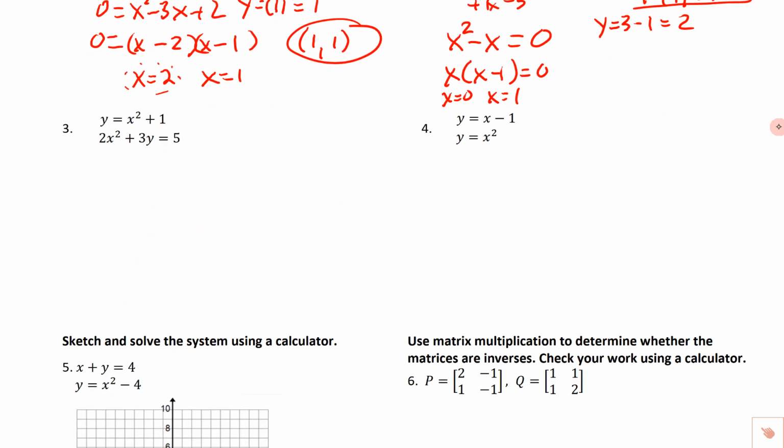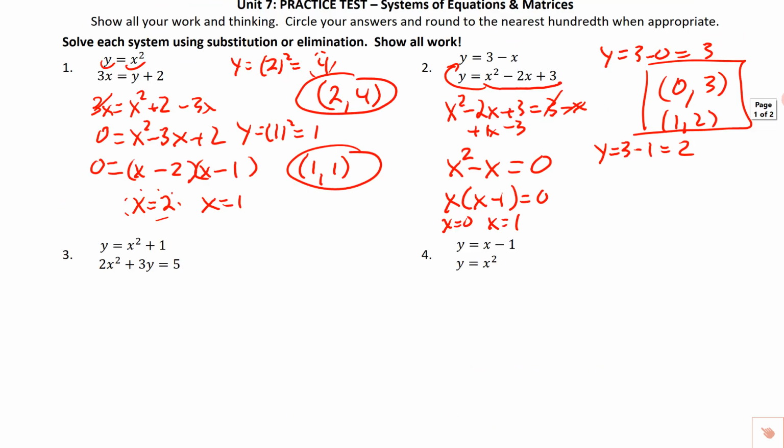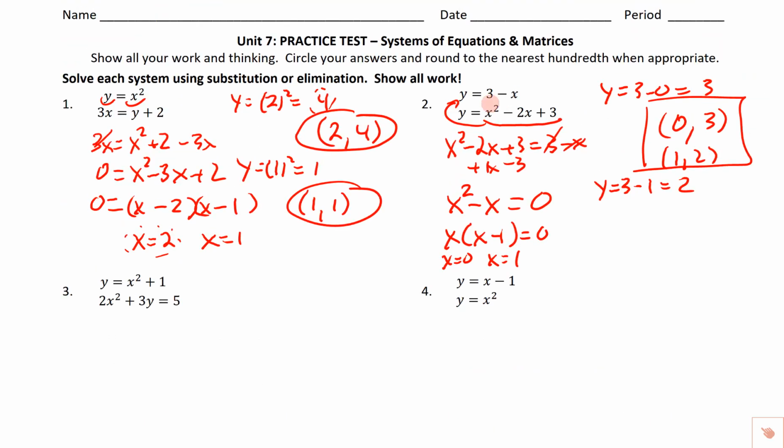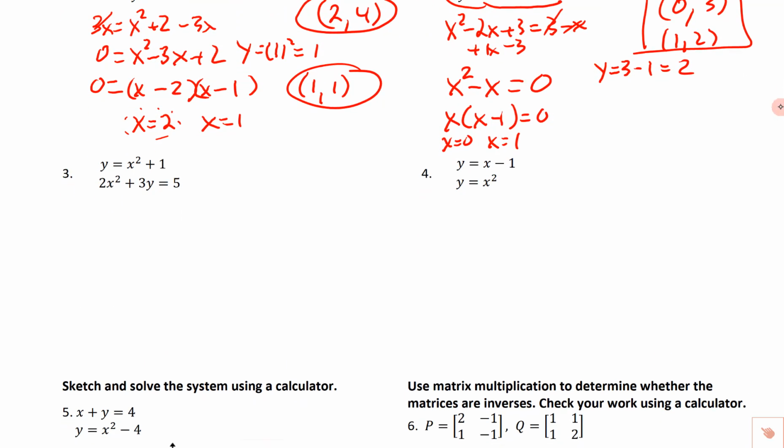Now, it's not always the case that this is set up for substitution with y. Sometimes the x will be by itself, and we probably could have moved this one around so x was by itself there. But on this one, it looks like it's going to be y again. So wherever there's a y, we're going to put x squared plus 1. So this is going to be 2x squared plus 3. And then in place of the y, we're putting x squared plus 1. And that will equal 5.